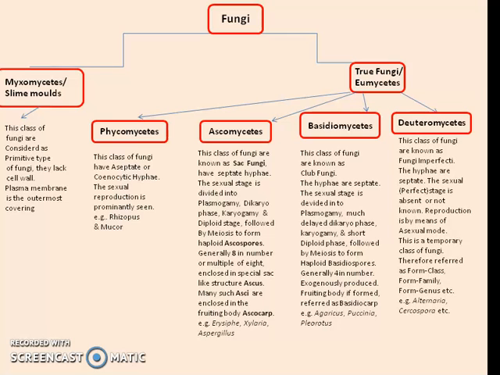The next class of fungi is Deuteromycetes. This class of fungi are known as fungi imperfectae. Fungi imperfectae are the fungi which have septate hyphae as in Ascomycetes and Basidiomycetes, and the sexual or perfect stage is absent or not seen perfectly. That is why this group of fungi is called Deuteromycetes or fungi imperfectae.